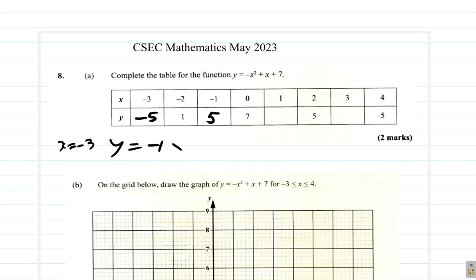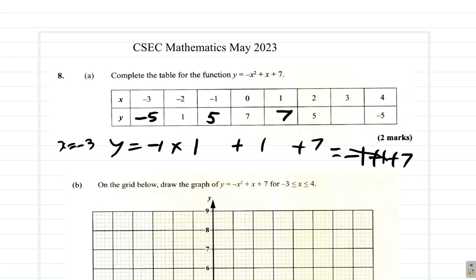This is negative 1 times x squared plus x plus 7. This is 1. So this is going to be 1 squared plus 1 plus 7. Negative 1 times 1 is negative 1 plus 1 plus 7. But here, what you find is that negative 1 plus 1 is 0, so this is gone, and the answer here is 7. Alright?